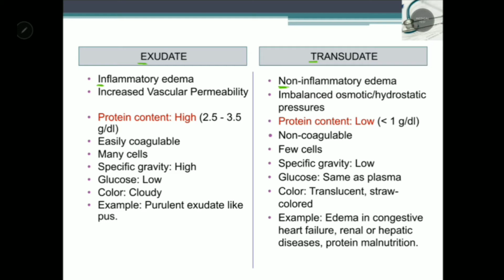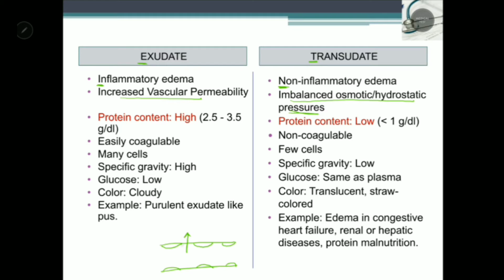Now what happens in inflammation? We all know that there is increased vascular permeability due to formation of gaps in between the endothelial cells of the lining of the vessels, right? So because of this increased permeability, edema occurs, because fluid moves out. So that is the reason why inflammatory edema occurs, while non-inflammatory edema occurs due to an imbalance between the different kinds of pressures that maintain the flow of fluid in and out of the vessel.